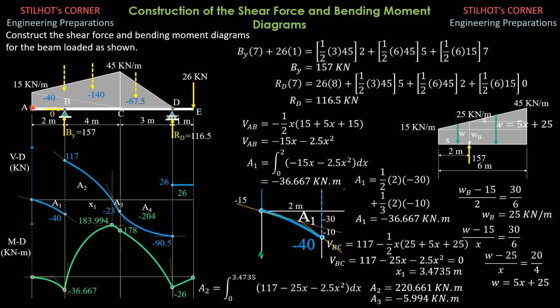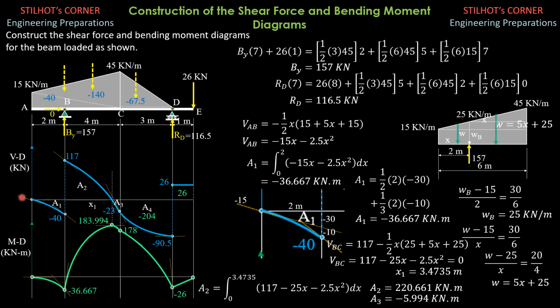So beginning with A, the tangent here is negative 15. Remember, the slope of the tangent on the shear curve corresponds to the intensity of the load above. So that's why you have negative 15 initial slope, not 0. Therefore, the area is negative 40. So from 0 to negative 40, we connect this with a second degree curve, a smooth curve.